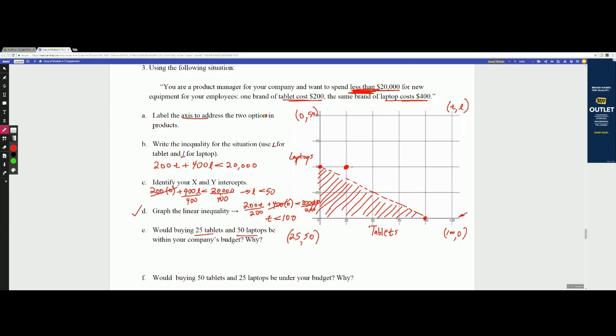That would be that situation. Is that within the boundary line? No, that's false. Epic fail. All right. So no, 25 comma 50, not within the shaded region.